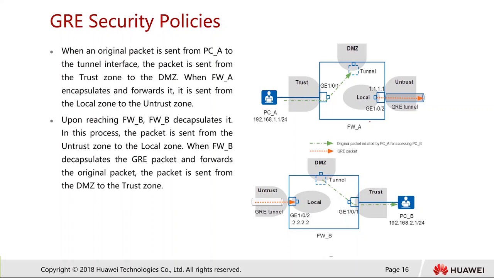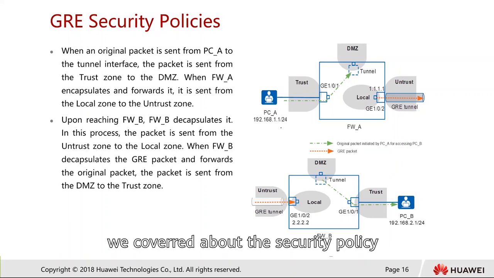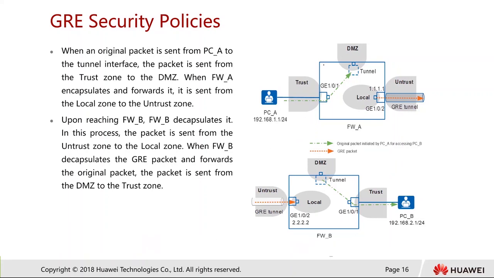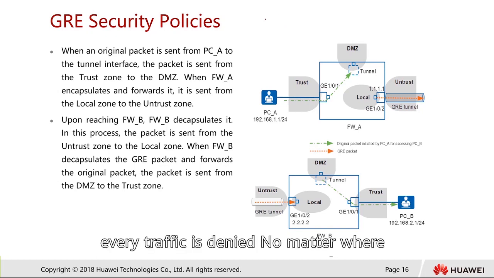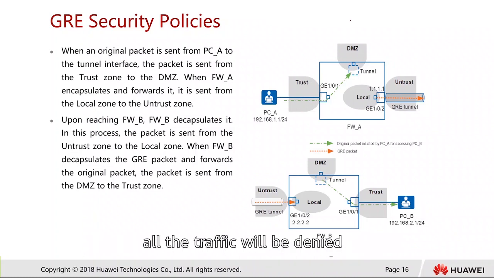All right. So how about the security policy? In our first few chapters, we actually covered the security policy, but let's do a recap over here. Every time we want to configure any firewall, by default every traffic is denied, no matter where the traffic goes, from public to private interface, from segment A to segment B, whatever, all the traffic will be denied.